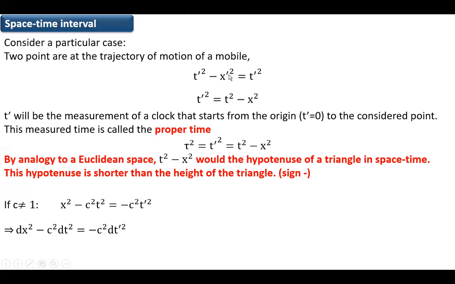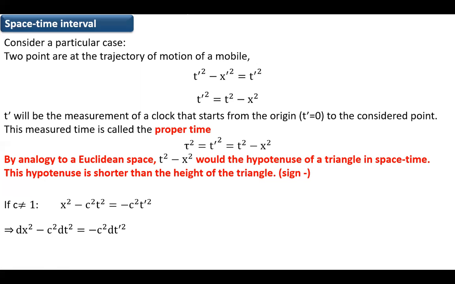Remember that the 2 points are on the line x equals vt. The line x equals vt corresponds to x prime equals 0. So this quantity is simply t prime squared. But this quantity is invariant. So t prime squared minus x prime squared is equal to t squared minus x squared. So t prime squared is equal to t squared minus x squared.